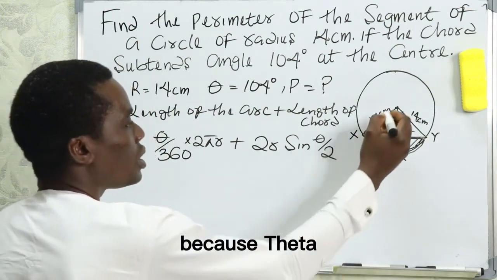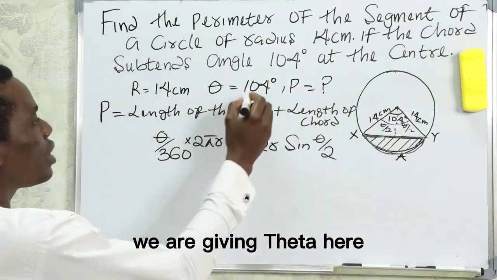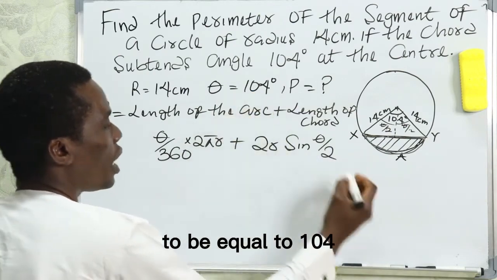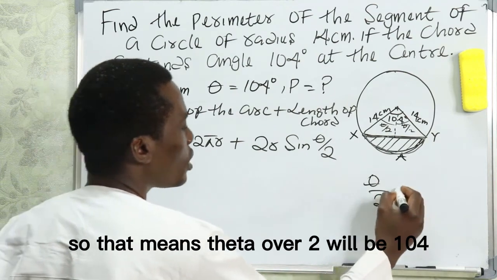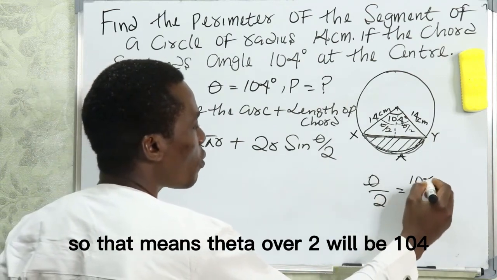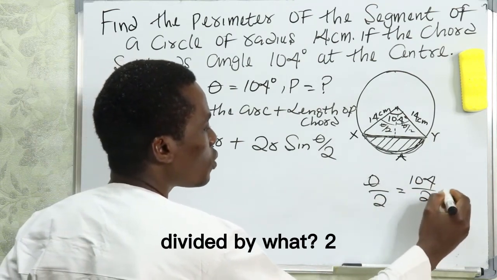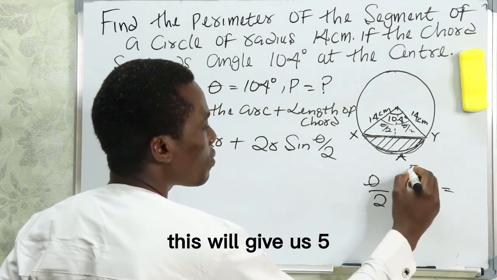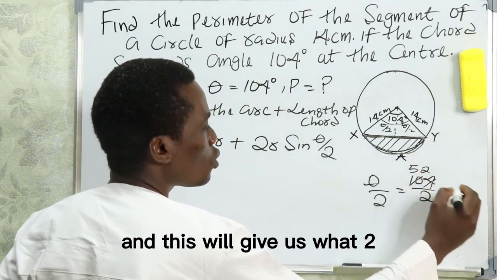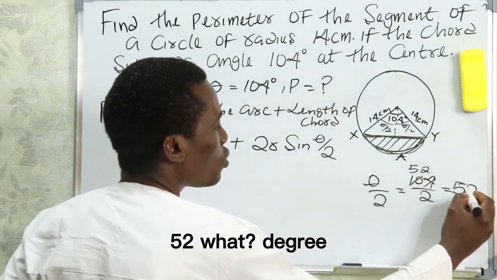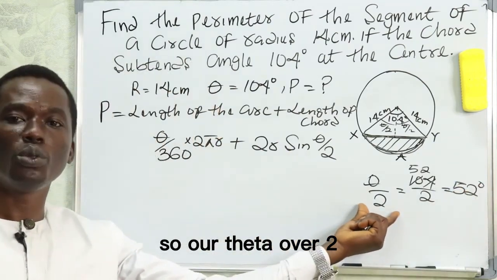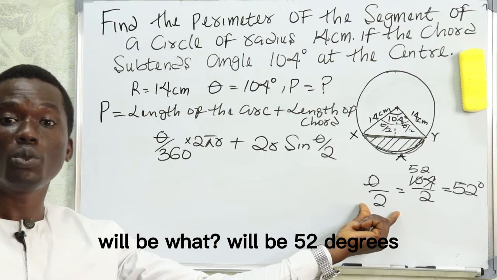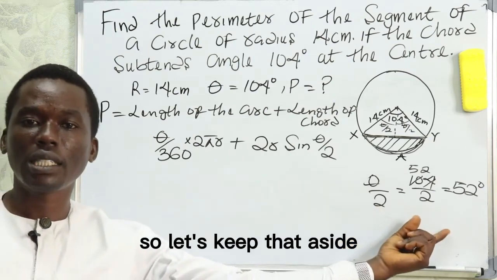So we are going to look for what theta over 2 is, because we are given theta here to be equal to 104. So theta over 2 will be 104 divided by 2, and that will give us 52 degrees. So our theta over 2 will be 52 degrees. Let's keep that aside.